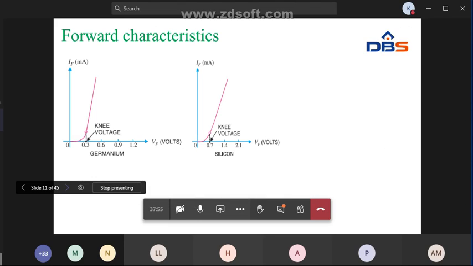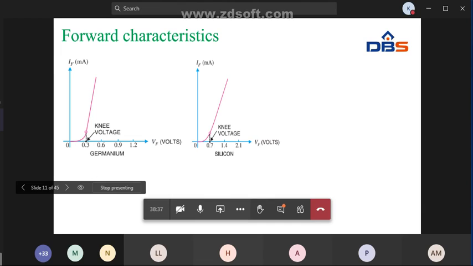These are the forward bias characteristics. The semiconductor materials are germanium and silicon. Generally, we prefer silicon material. For germanium, the cut-in voltage is 0.3 volts. That means for germanium material, if we apply 0.3 volts external voltage, the junction will break and the current flows through the diode. So up to 0.3 volts, see here, there is no current flowing through the diode. Here the x-axis is the forward voltage and the y-axis is the forward current.